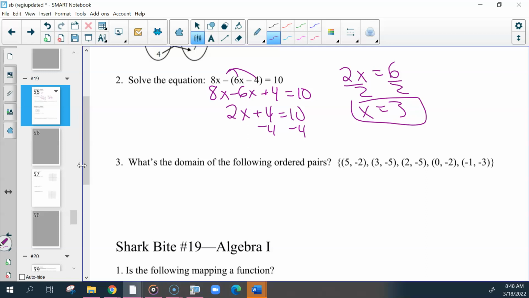Number 3, someone tell me the domain they got. In curly brackets, -1, 0, 2, 3, 5. Least to greatest without repeats. Number 4.